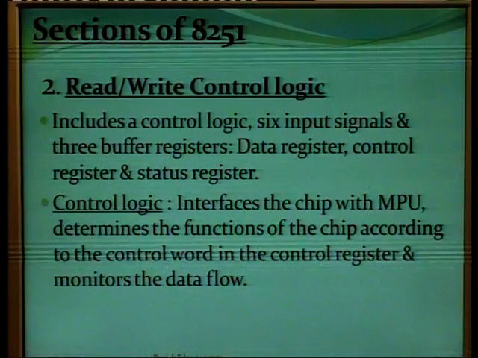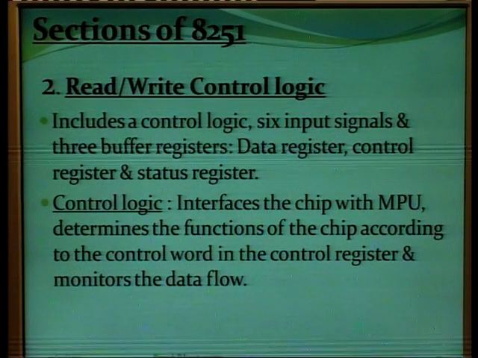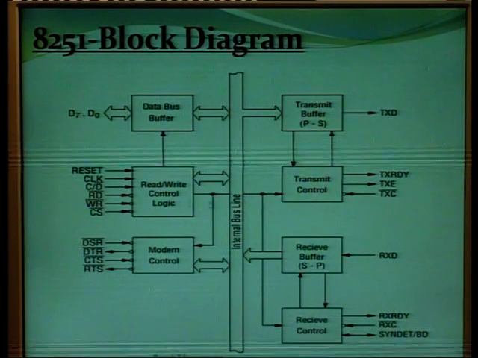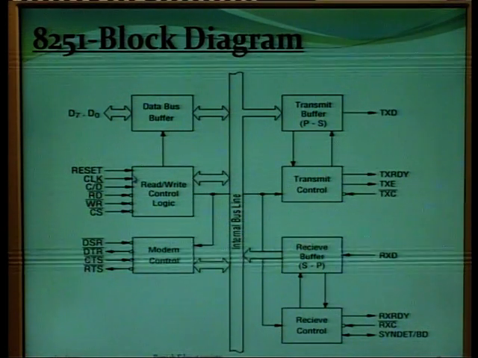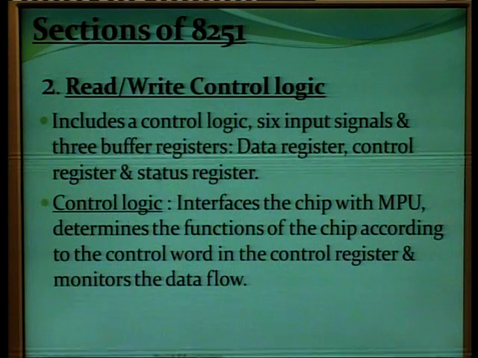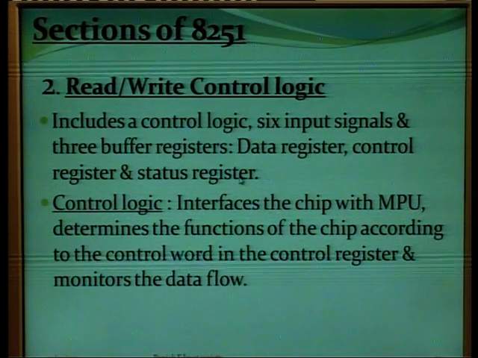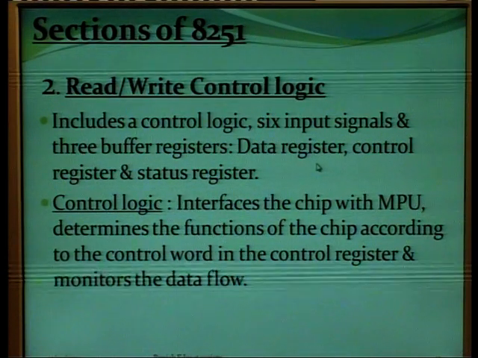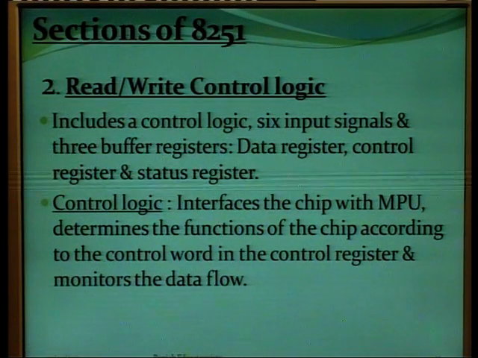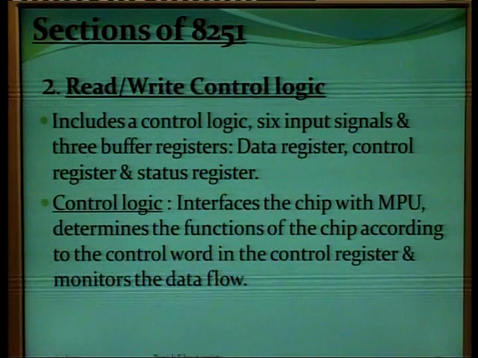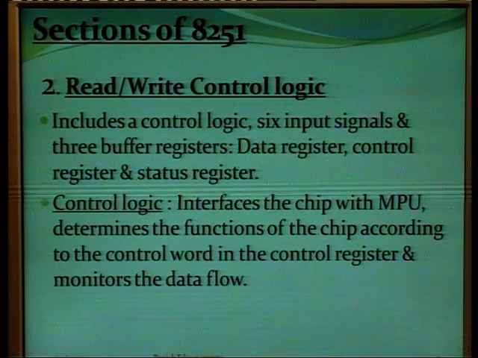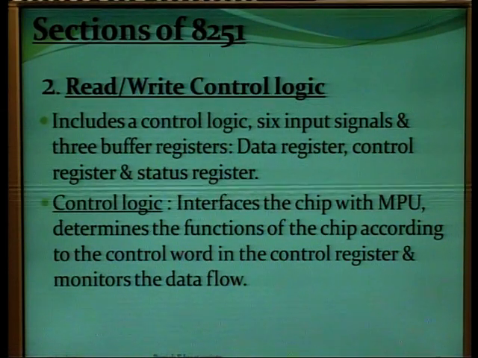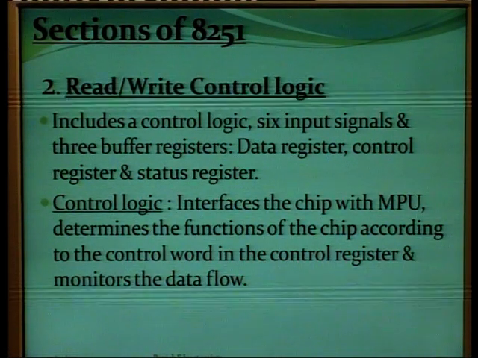Then the second section is the read write control logic. It includes the control logic, and it has 6 input signals and 3 buffer registers, and these registers are data register, control register and status register. Data register is used to transfer data, control register is used to transfer control word, whereas status register is used to read the status of 8251.